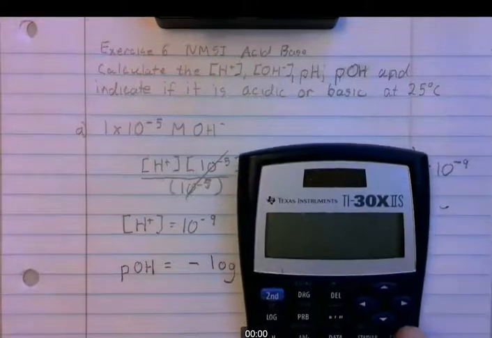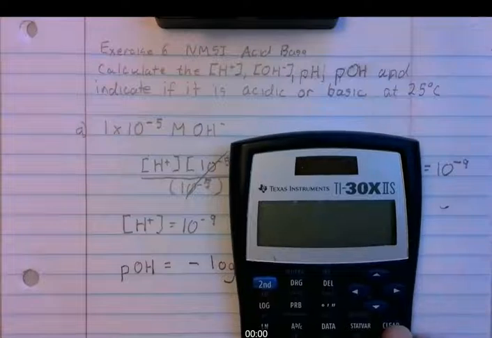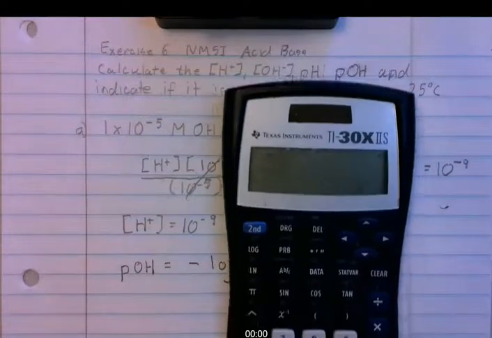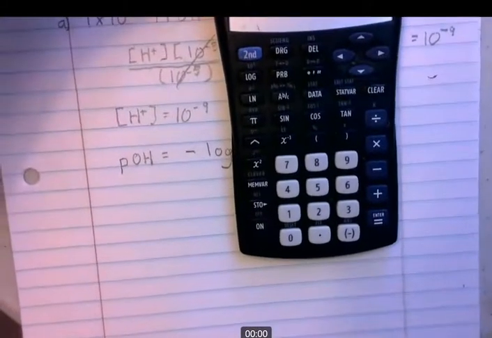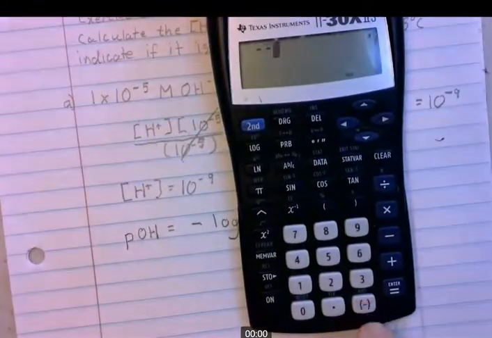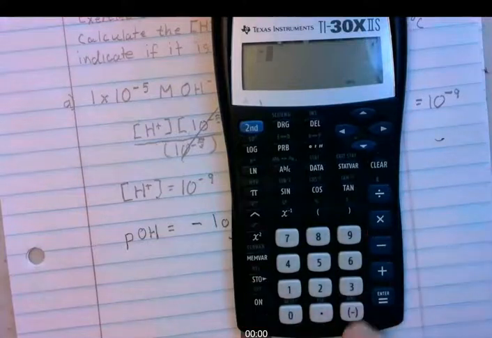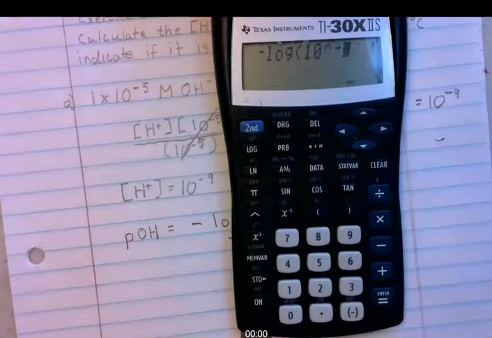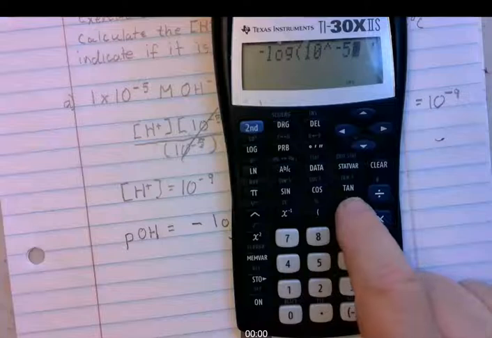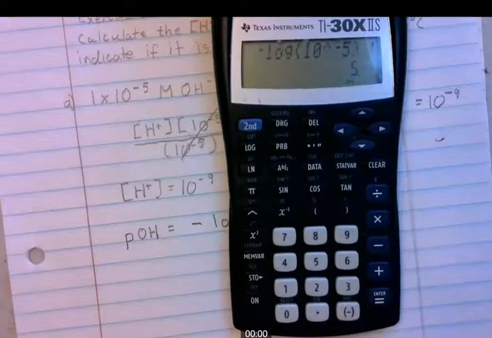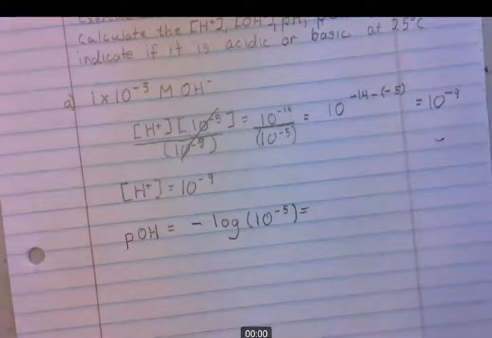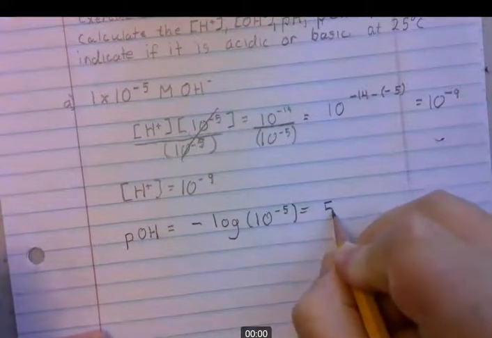Okay, so practice your calculator skills. I'm going to do this one right here. You hit the negative sign down at the bottom here. Let me clear that. Negative log up here. And then it's 10 caret negative again 5. 10 to the minus 5. Close the parenthesis. Don't forget to do that. And you hit equal. And you get 5. And soon enough you're going to just learn right away that that's 5 without having to punch it in a calculator. So the pOH is 5.